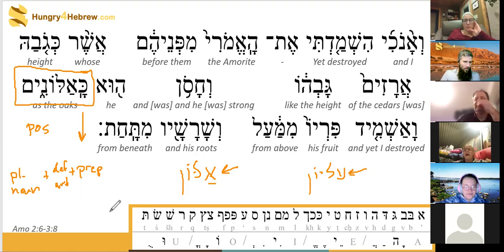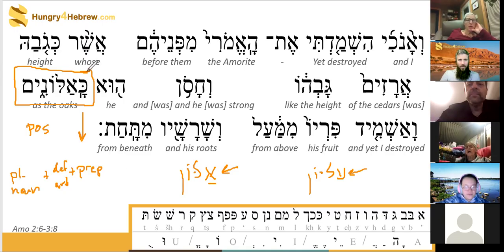How is it in relation to he was strong? Like the oak tree, or like the oaks. So it's a prepositional phrase. But it starts with not the preposition ka, so it's a prepositional phrase all on its own. Like the oaks. Because he was strong cannot take a direct object, right? Correct. There's no verb, so it can't take a direct object.